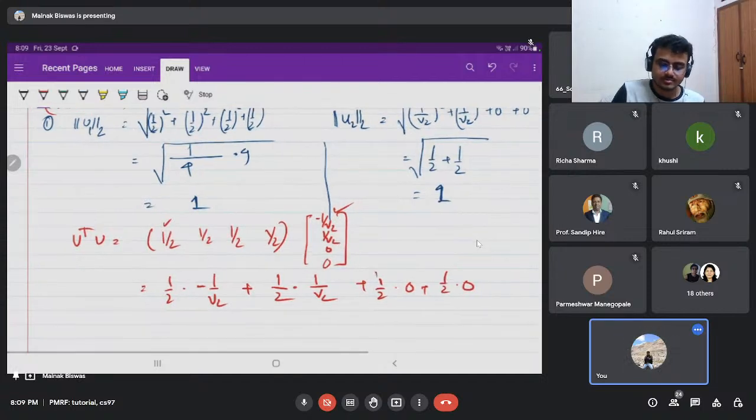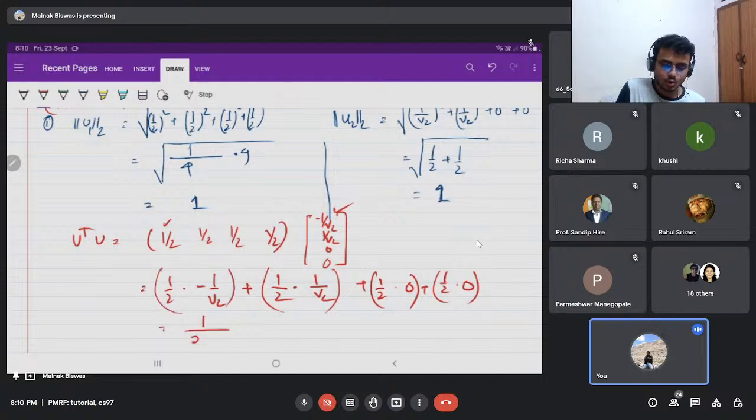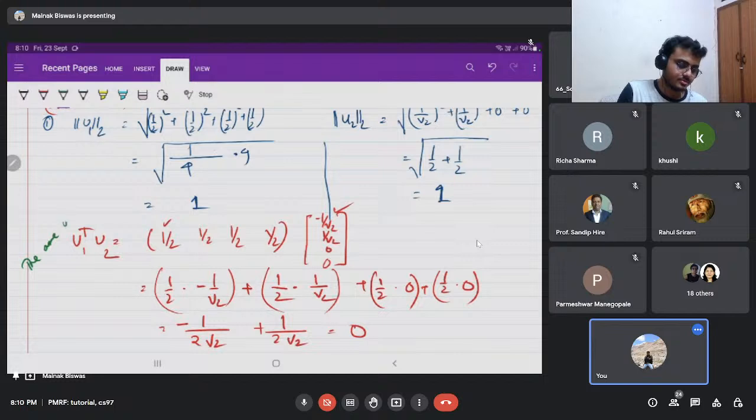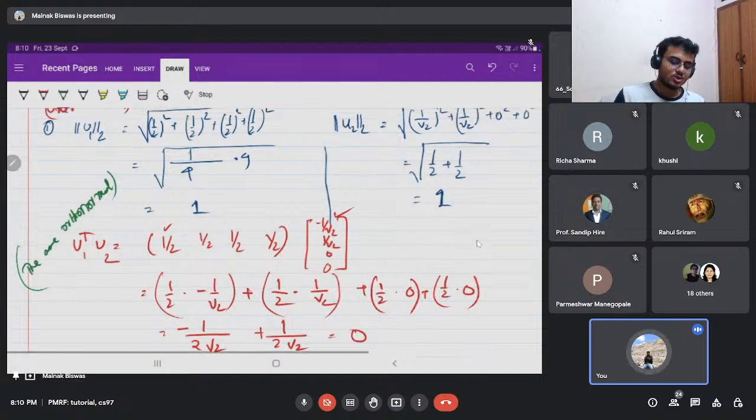So you have 1/(2√2) minus 1/(2√2), which is 0. They are perpendicular, right? They are orthogonal. But they are not only orthogonal, they are orthonormal, meaning their norm is also 1. They are also unit vectors. Now, any doubt regarding the dot product? No doubts. Okay, so these two are orthonormal vectors.